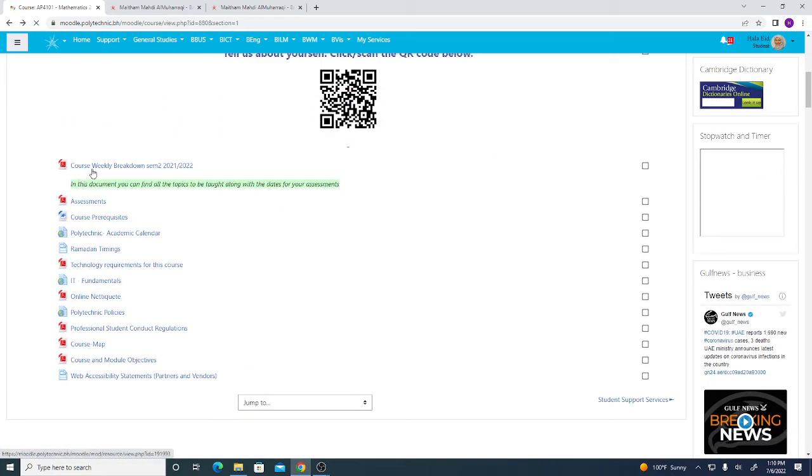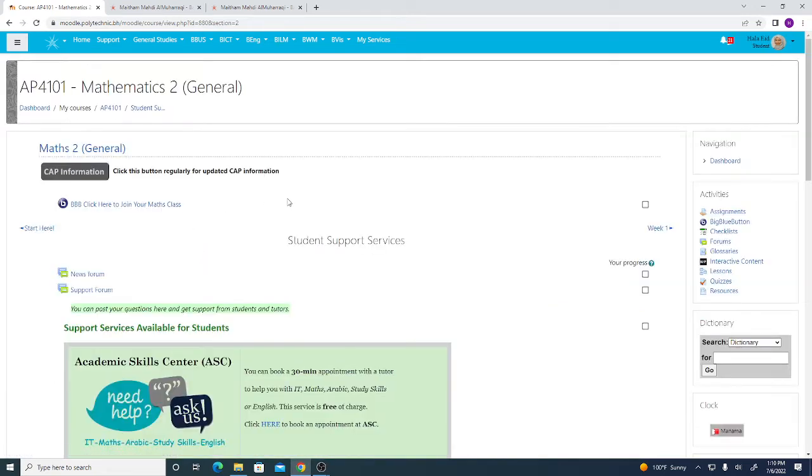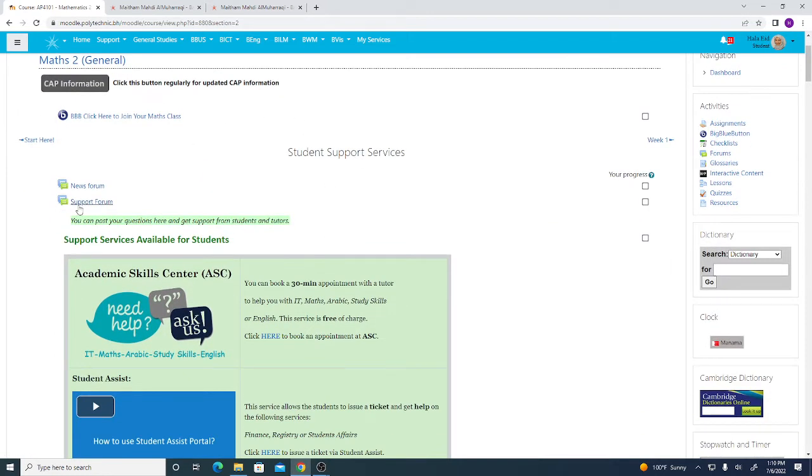We've got important documents here like the course weekly breakdown and the assessments, course prerequisites, etc. So that is for the Start Here button. We've got also a button for Student Support Services where students can find support. We've created a support forum.